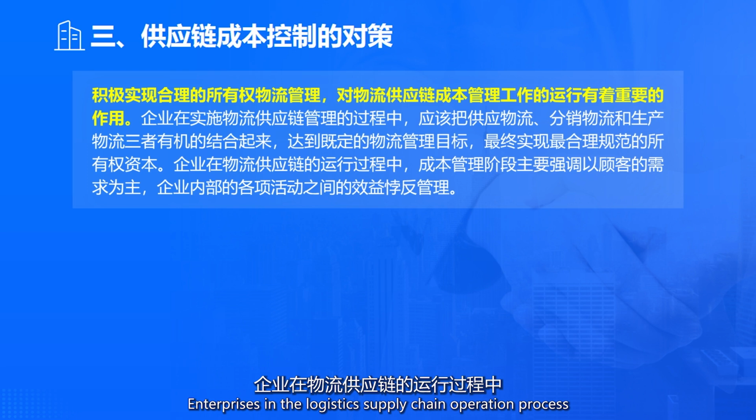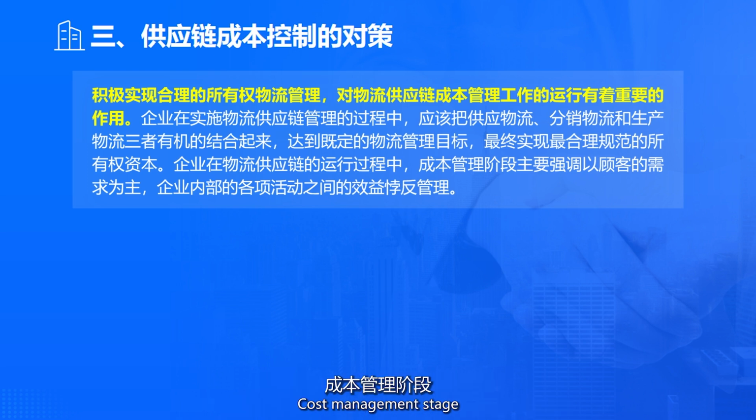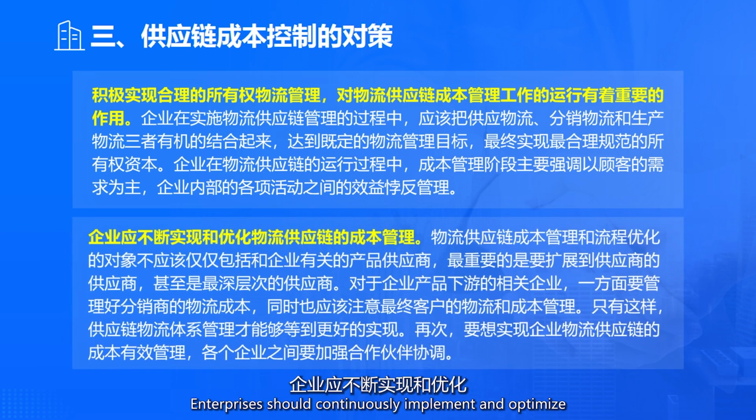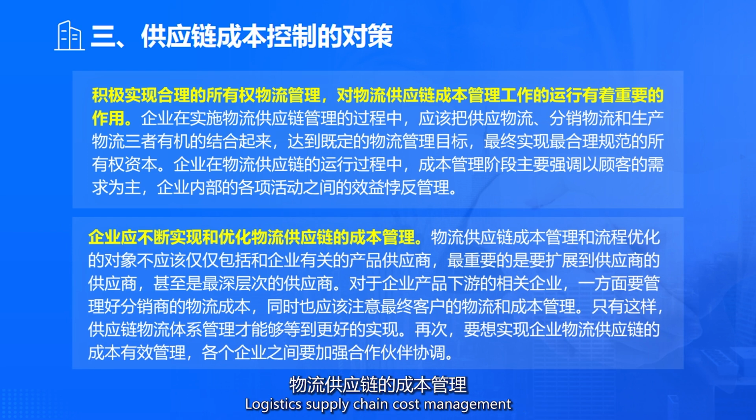Enterprises in the logistics supply chain operation process, at the cost management stage, mainly emphasize the needs of customers and the management of the benefits between various activities within the enterprise. Enterprises should continuously implement and optimize logistics supply chain cost management.